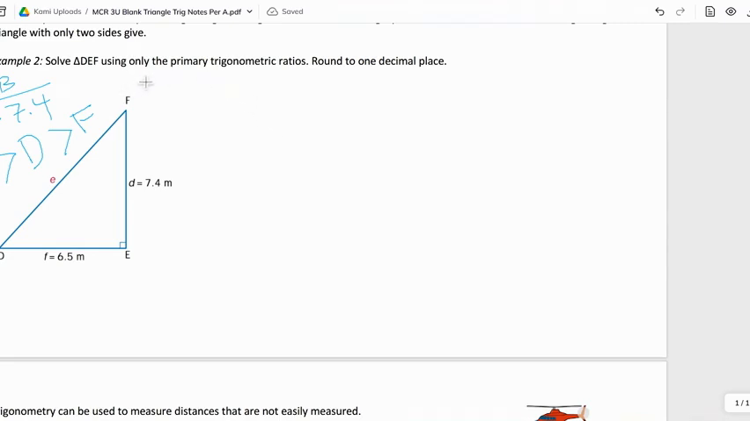Okay, so let's start by solving for F. If angle F is my angle of interest, that would mean that side F is opposite, side D is adjacent. So to find angle F, which one am I using? TOA, that's tan, opposite over adjacent.